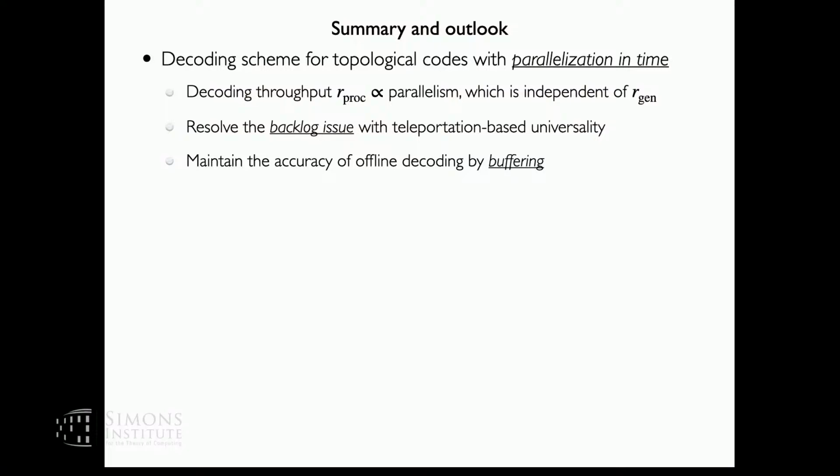So, a summary: we propose this decoding scheme, sandwich decoding, for topological codes. And we say that this is a parallelization in time. But also in reality, it's possible to parallelize in space. So you can do a similar thing in lattice surgery. And the decoding throughput, in this case, will be proportional to the level of parallelization, and it is independent of your generation speed. And that's how you resolve the backlog issue that occurred in teleportation-based universality. And we showed that you can maintain the accuracy of offline decoding by adding buffers.